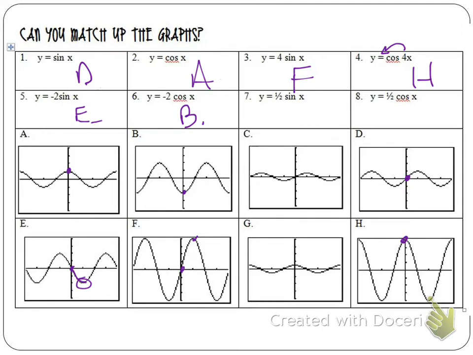1/2 sine x. So now we're looking for a graph that starts at 0 and only goes up a half, right? And so this is graph C. And last but not least, graph G, which makes sense because it's a cosine graph, so it starts off of 0. It's got to start at a half, whatever the coefficient is, and then goes down and comes back up.